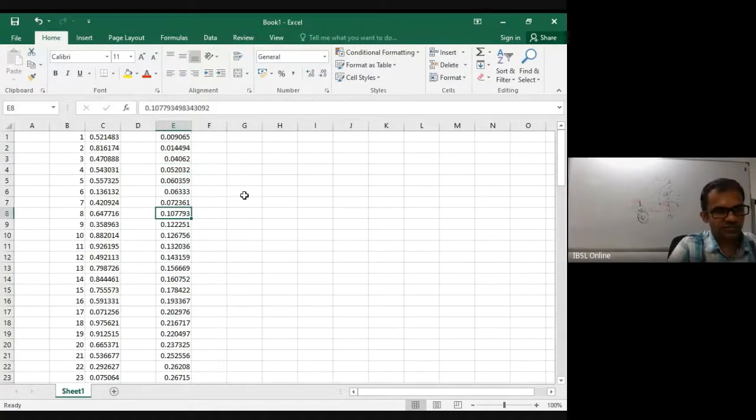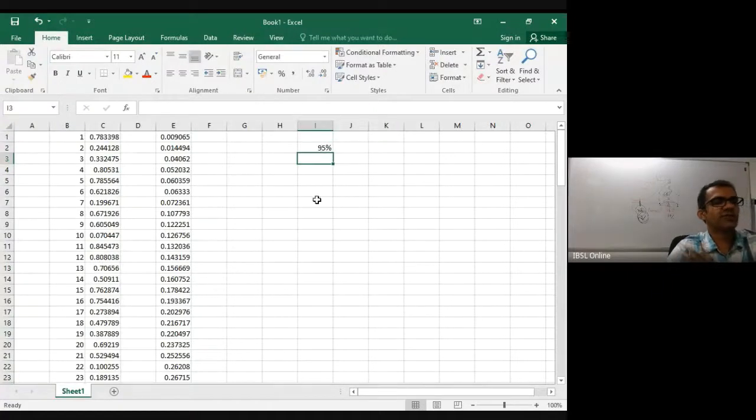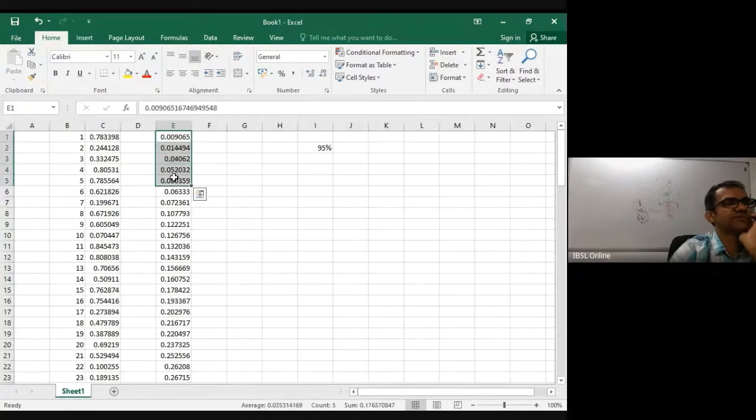So if I want to calculate the value at risk at the 95% significance level, what do I have to do? I have to omit the smallest 5 numbers. So what are those? 1, 2, 3, 4, 5. Then the next one is 6.33.